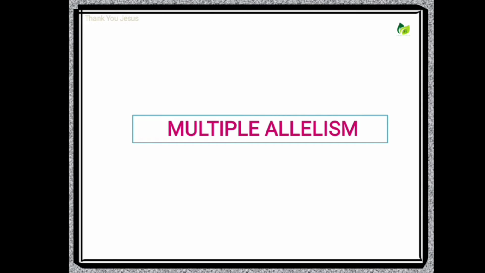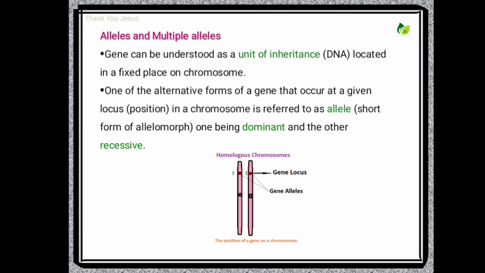In this video, you are going to learn multiple allelism. First, you have to know the difference between genes and alleles. Then it will be easy to understand multiple allelism. So, a gene can be understood as a unit of inheritance that is located in a fixed place on a chromosome. So a gene is a unit of inheritance that is present on a fixed locus.